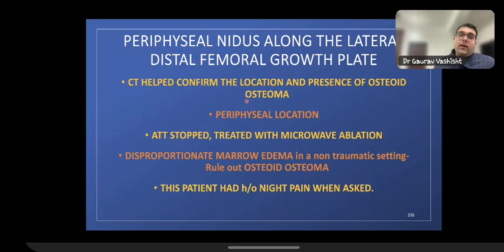So disproportionate bone marrow edema in a non-traumatic setting, always rule out osteoid, whether it's a spine or any bone. This patient had a history of night pain when repeatedly asked, and he said yes, the nights were the worst time. And she got relief with NSAIDs again.